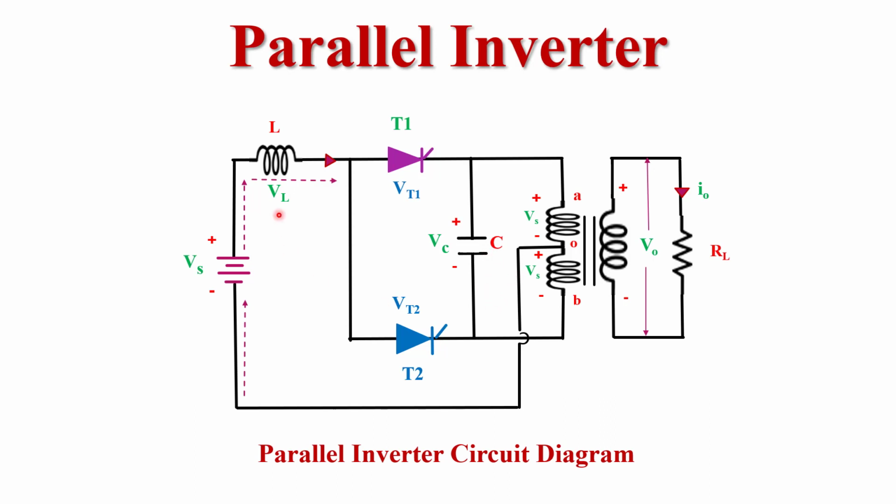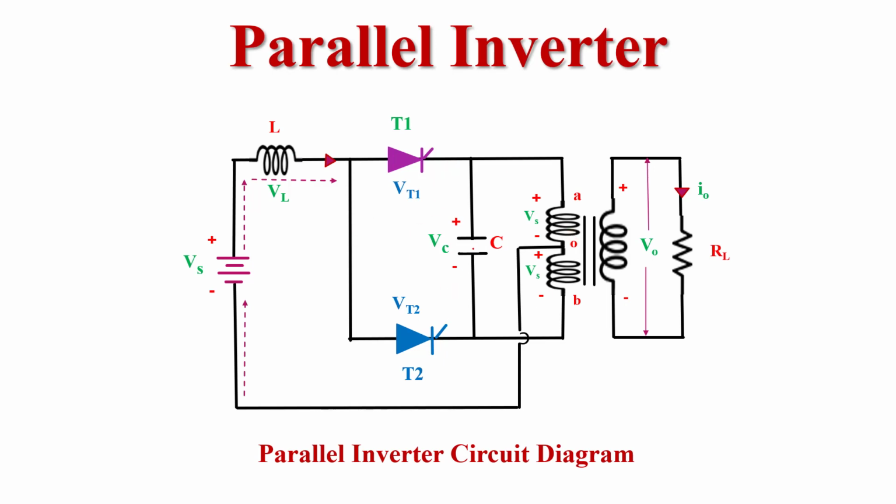Now again come to the source side. Here we connect an inductor in series with the source. When we connect an inductor in series with the source, this inductor works like a constant current source, and this will provide a constant current to the inverter circuit. So this is the whole description of the parallel inverter.